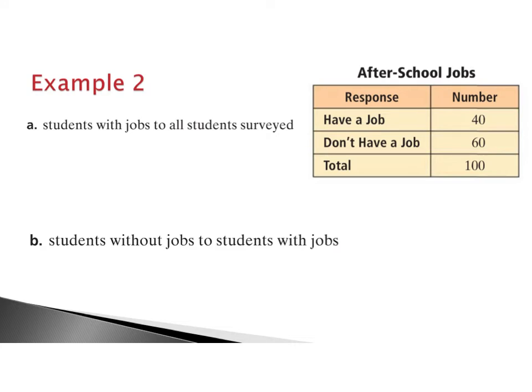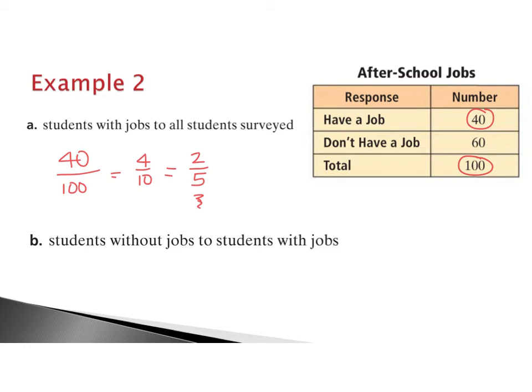Example 2 says it wants to look at the ratio of students with jobs to all the students surveyed. So the students with a job is 40, and we're going to again compare it to all students that were surveyed. So this becomes 4/10 or 2/5. So for every 5 students that were surveyed here, I have 2 that have a job.